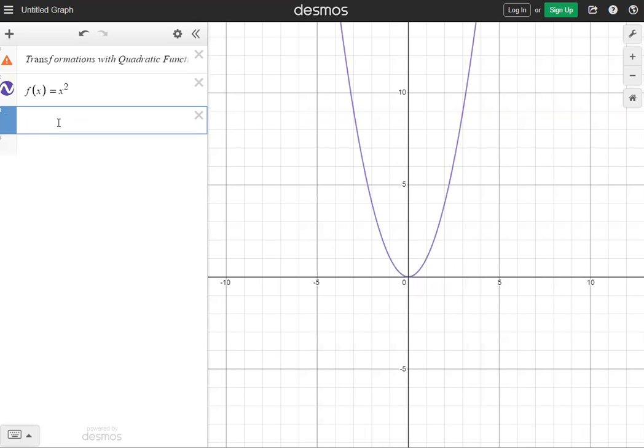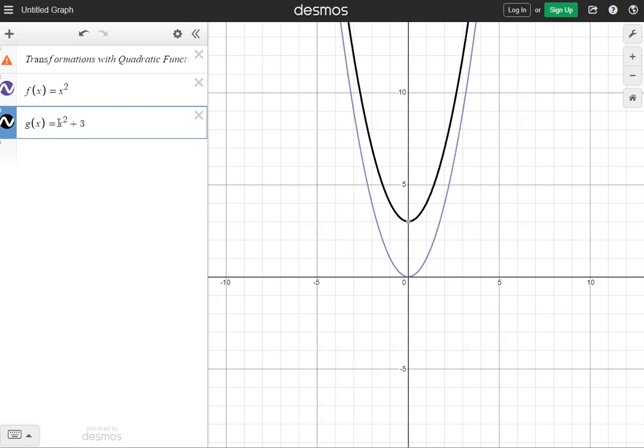Now, the first thing that I want to do is move this function up by 3. So what I'm going to do is get a completely different function, g of x, and I'm going to keep it as x squared, but I'm going to add 3 to it. And what that does is it takes the purple function and moves it up 3. So now the new vertex is going to be 0, 3. So that's how you move a function up. You just add a number to it.